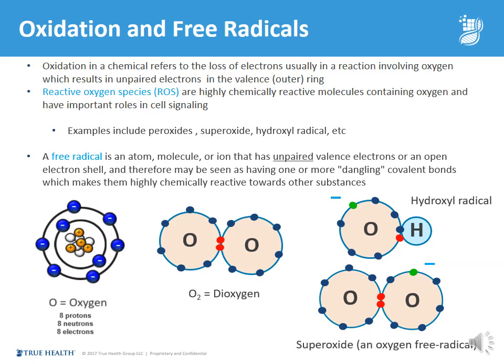A free radical is therefore an atom or a molecule or an ion that has unpaired valence electrons, meaning electrons in the outer shell, and that's called an open electron shell, and they can basically have what's called a dangling covalent bond. They're available to bond to another atom that has space for it. This makes them extremely reactive towards many other substances. And the half-life of these free radicals is a second. Boom, they interact virtually the instant they are formed.